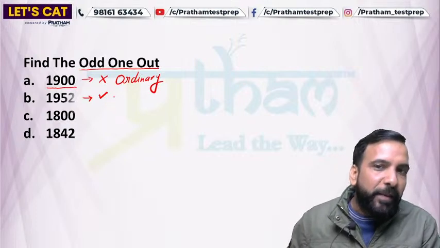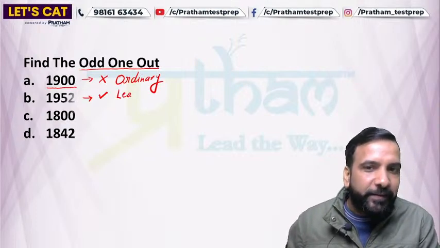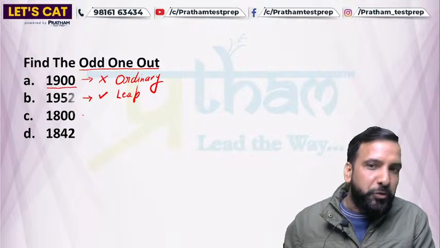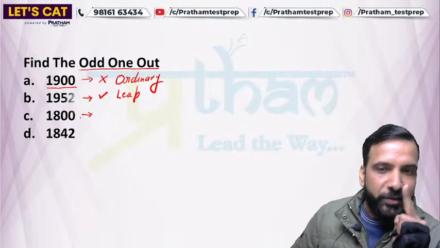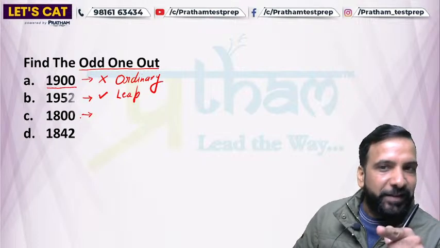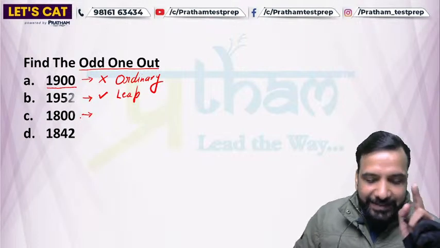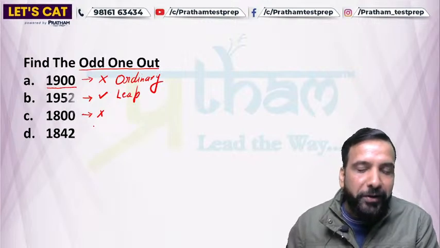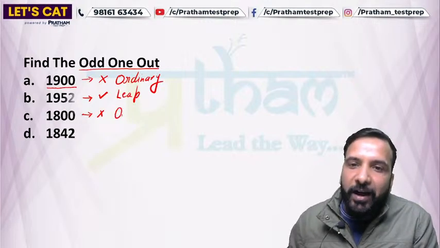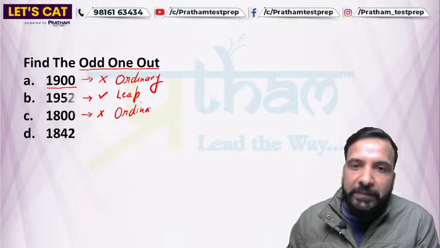1952 is divisible by 4, so this is a leap year, right? Now check the third option, 1800. This is a century year. For a century year to be leap, it must be divisible by 400. Is it divisible by 400? No, not divisible by 400. That means this year is again an ordinary year, right?